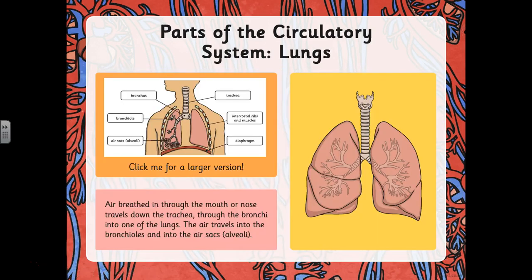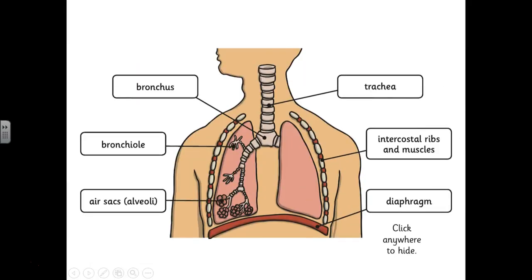Parts of the circulatory system, the lungs. Air breathed in through your mouth or nose travels down the trachea through the bronchi into one of the lungs. The air travels into the bronchioles and into the air sacs. Have a look at the diagram. Pause the video and note down the key parts of the lungs.